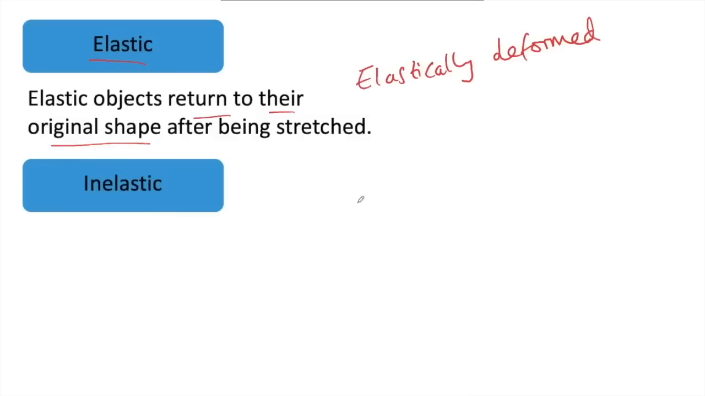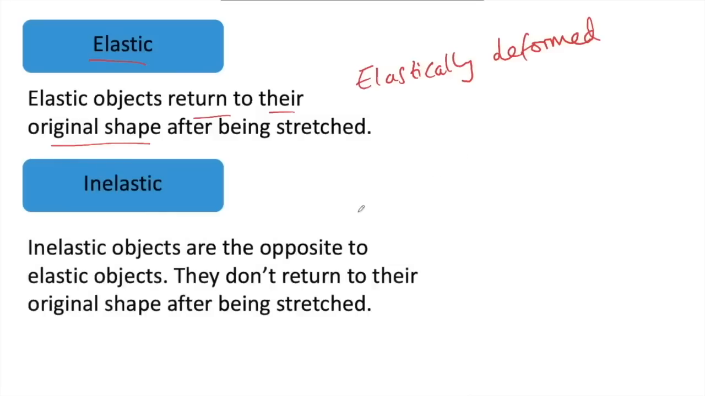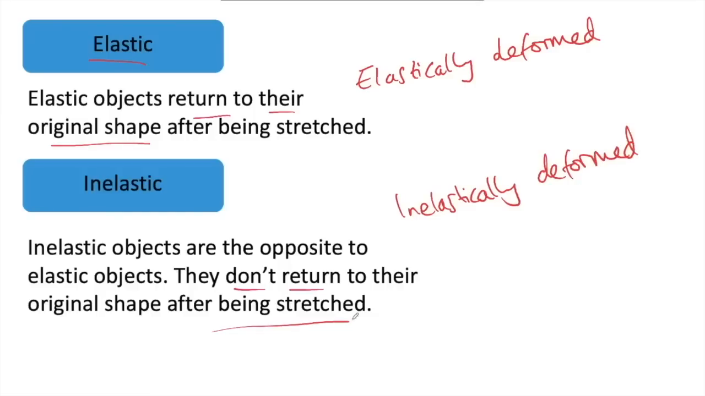Inelastic is the opposite. Inelastic objects are the opposite to elastic objects. They don't return to their original shape after being stretched. Again, we would say an object in this case has been inelastically deformed, and there's no chance of getting that to return to its original shape.